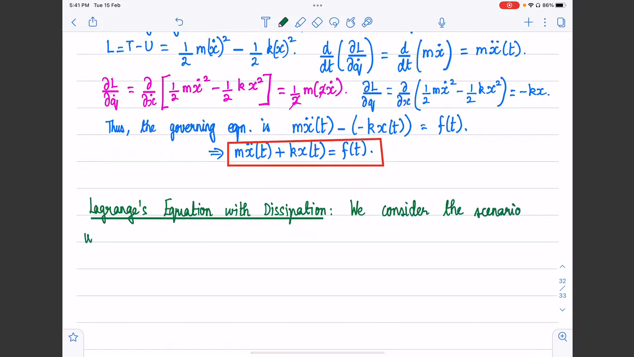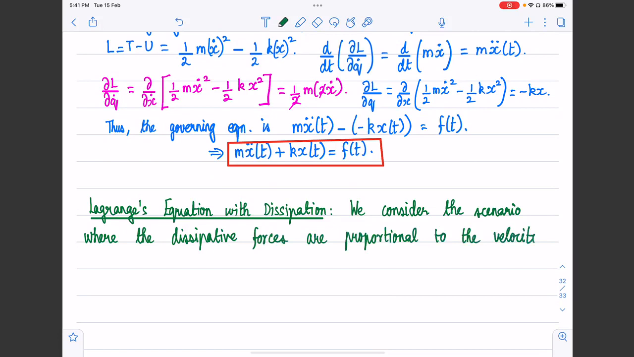So we consider those scenarios where the dissipative forces are proportional to the velocity. This is a presumption that we use, but it is a very useful presumption to apply this Euler-Lagrange formulation under such cases. So let's consider the scenario where the dissipative forces are proportional to the body's velocity.